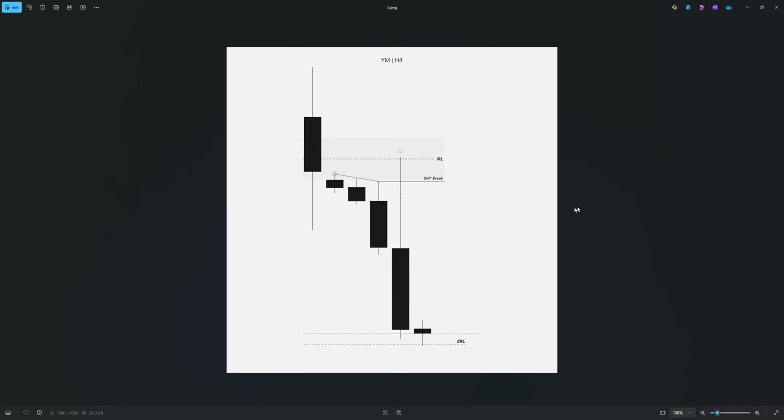SMT breaks are basically just breaking the SMT and then reversing from that level. So yeah, like to see that. So that's a 4 hour. And as you can see, the sequence is an internal range to external range sequence.